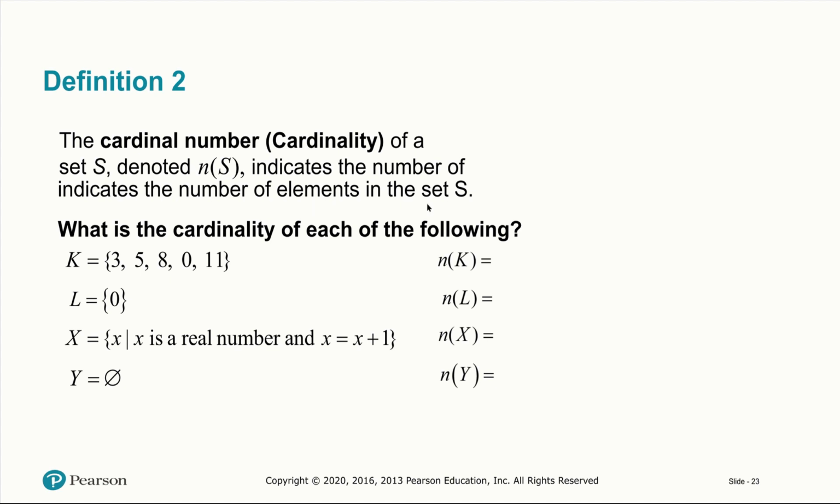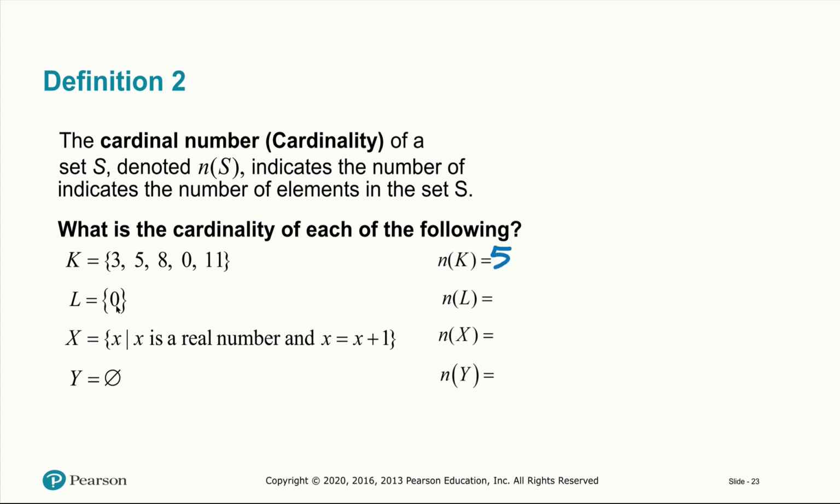Okay, so let's take a quick look at these sets. Let's say the set K includes these numbers 3, 5, 8, 0, and 11. So we want to know the cardinality. So we write n(K) equals, notice there's 1, 2, 3, 4, 5 members. So the cardinality of K is 5.